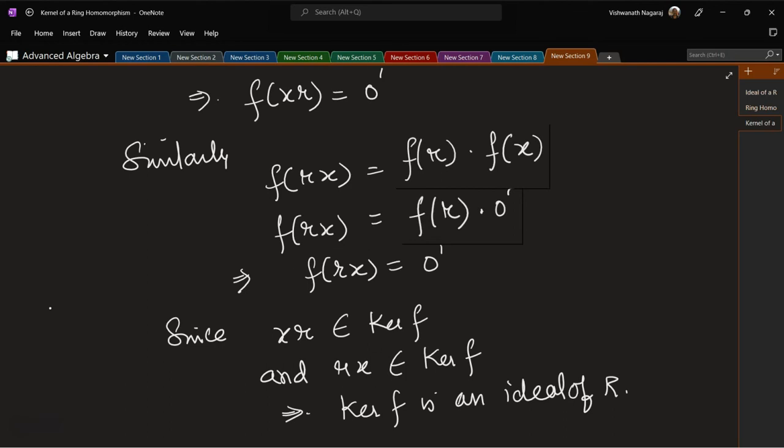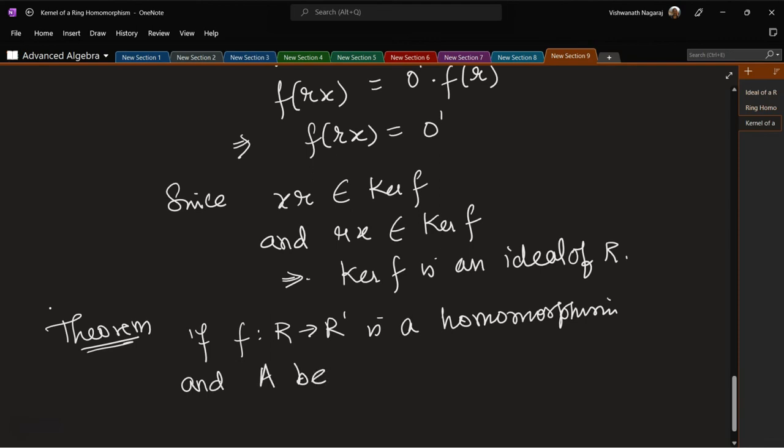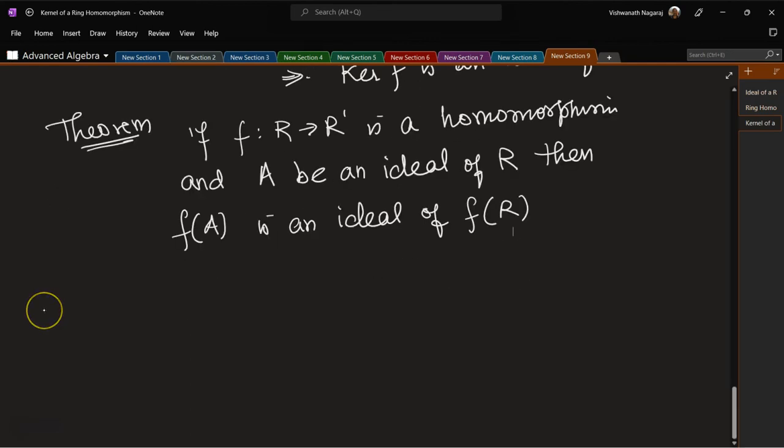Now let's look at one more theorem. If f is a mapping from R to R prime, is a homomorphism and A be an ideal of R, then f of A is an ideal of f of R. So there will be an ideal to ideal mapping.